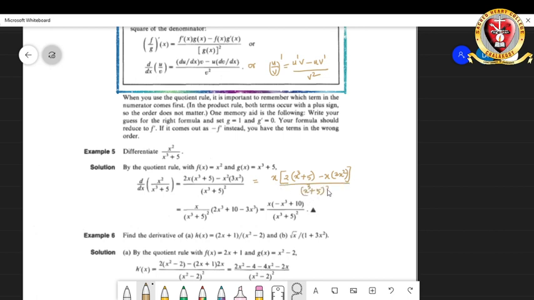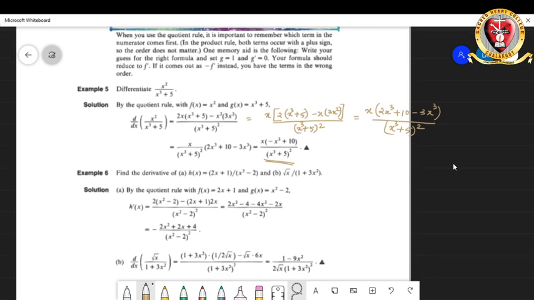Okay, so you get that to be equal to x into 2x cube plus 10 minus 3x cube, the whole divided by x cube plus 5 the whole square. And here you have 2x cube minus 3x cube. You can simplify that to be equal to minus x cube plus 10. So this is the final answer.